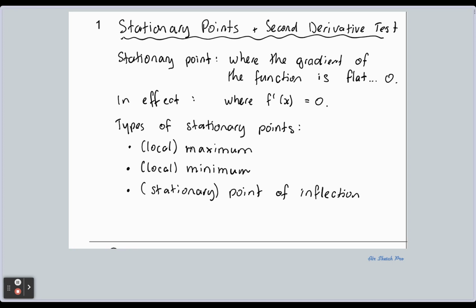Now, this word local right here is because a function might have a maximum at an endpoint that's not a stationary point. So a local maximum simply means that before and after that point, the function has a lower value. Minimum, before and after, the function has a higher value for local. Many functions have points of inflection that are not stationary. A stationary point of inflection is where f dash of x is equal to 0 at that point.